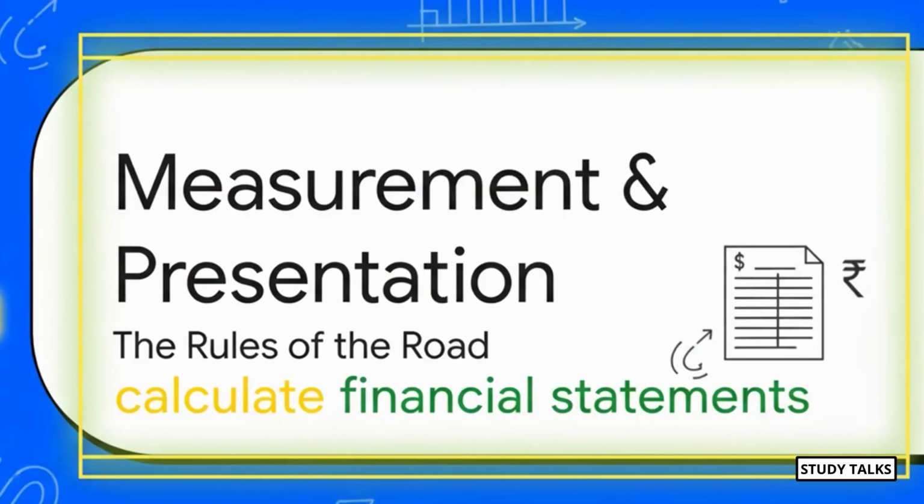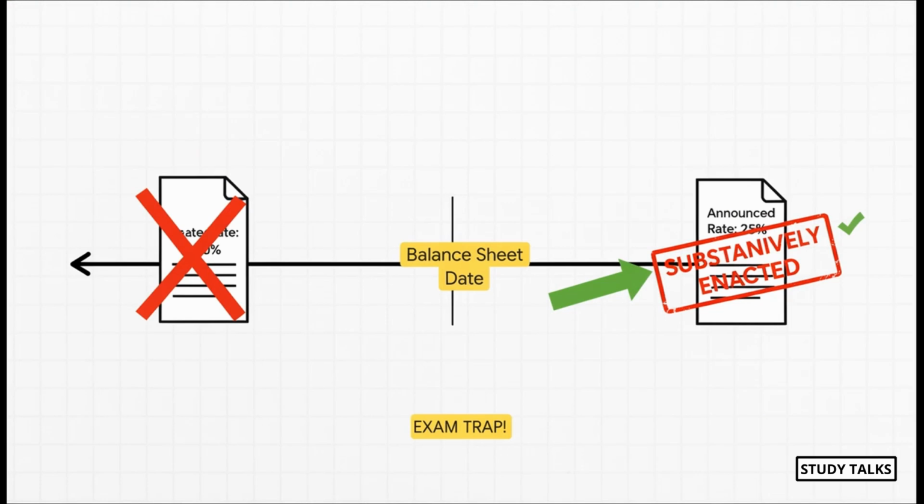Okay, so we've got the concepts down. Now let's get into the nuts and bolts. How do we actually put a number on this stuff, and where does it go in our financial statements? The basic rule for measurement is pretty simple. You use the tax rates and laws that have been officially passed by the balance sheet date.